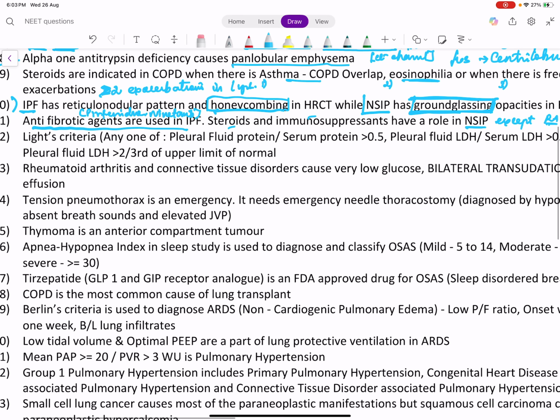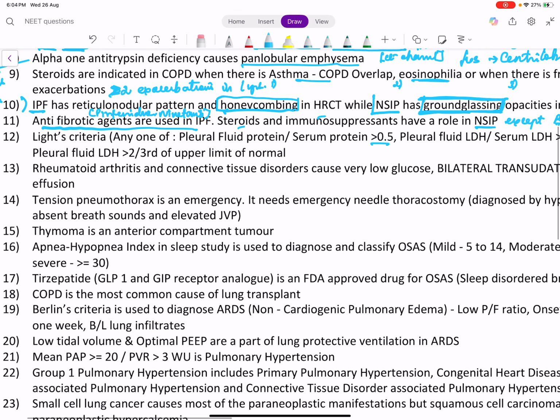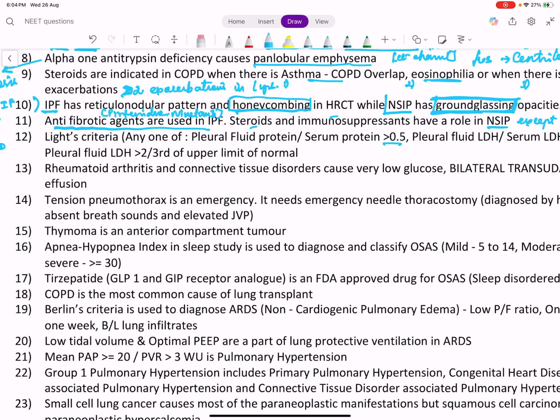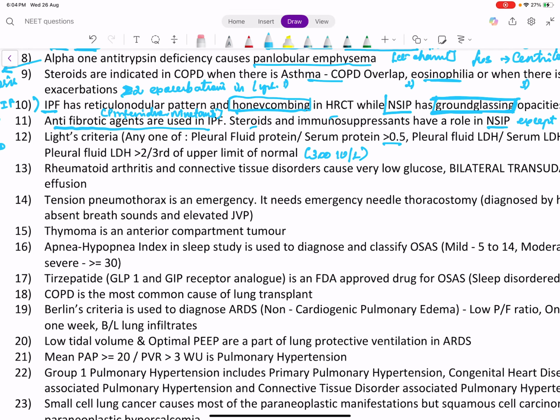Now about pleural diseases, pleural effusion, Light's criteria: pleural fluid protein by serum protein should be more than 0.5, pleural fluid LDH by serum LDH should be more than 0.6, pleural fluid LDH should be more than 2/3 of the upper limit of normal. The upper limit of normal LDH is 300 international units per liter. So 2/3 of the upper limit of normal will be 200 international units per liter. So if the pleural fluid LDH is more than 200, that is also a criteria.